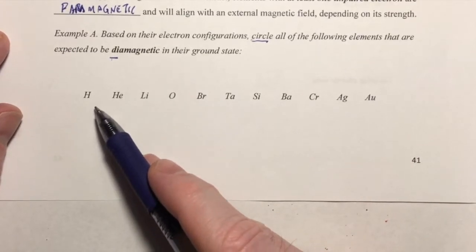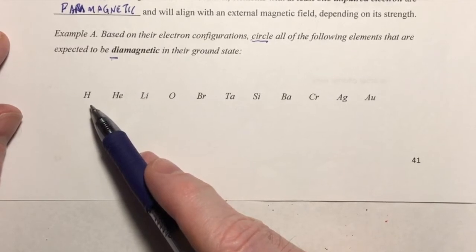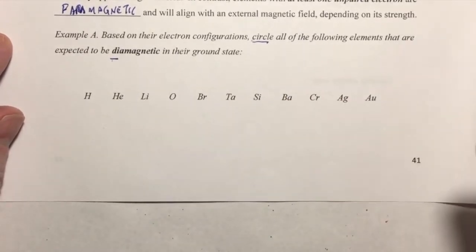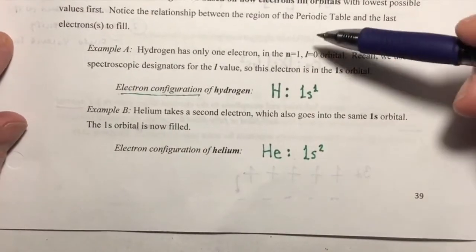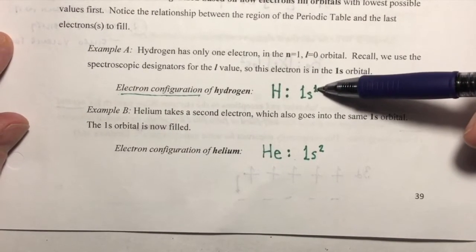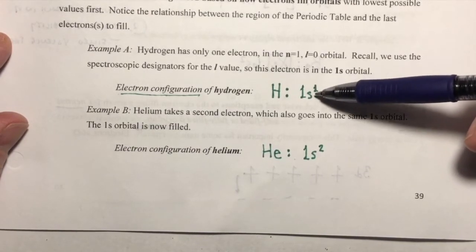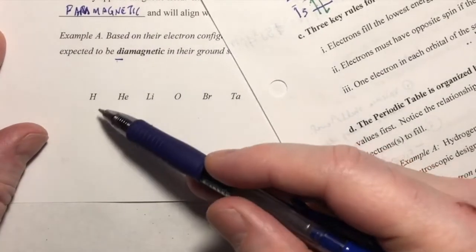Is hydrogen diamagnetic? Well, what is diamagnetic? It means that all of its electrons occur in pairs. We know hydrogen cannot possibly be diamagnetic because it only has one electron. If we look at hydrogen's electron configuration, it has only one electron, so it is definitely not paired up with another electron. So hydrogen is definitely not diamagnetic, and we would not circle hydrogen.